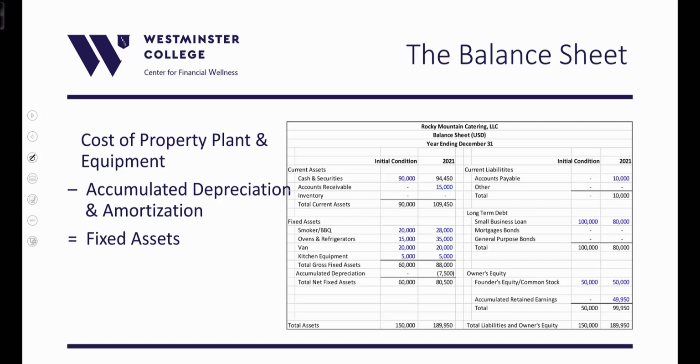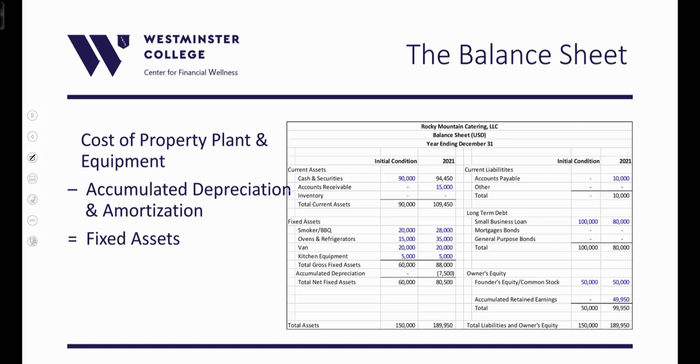to better understand this. In 2021, it appears as though we acquired some additional equipment in the way of some smokers and barbecues to the tune of about an additional $8,000. We went from $20,000 to $28,000. We acquired $20,000 more in the way of ovens and refrigerators, going from a $15,000 cost basis to $35,000. We didn't do anything with the van. The van is still the van at a cost of $20,000, and kitchen equipment is still kitchen equipment at a cost of $5,000. There were no additions to either of those.